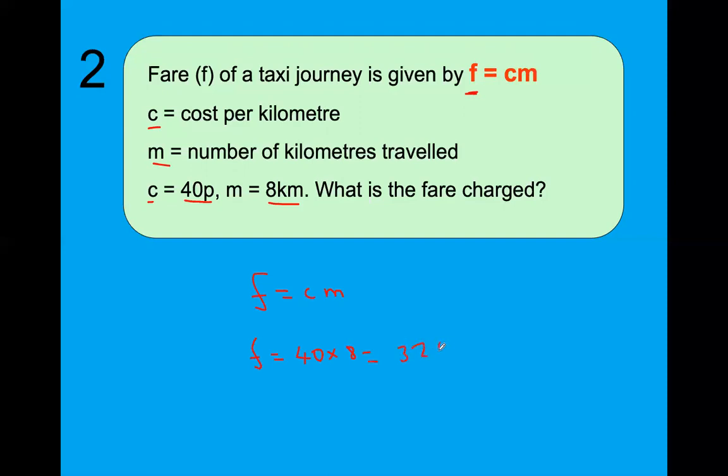Now here we have to be careful with the measuring unit. It says the cost per kilometer. It means 320 is going to be the cost for 8 kilometers. So it's going to be 320p. And if we express this in pounds, the answer is going to be £3.20.